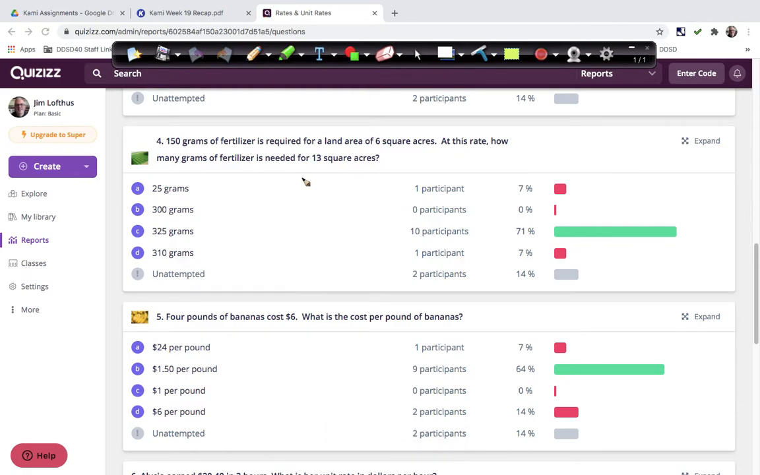Okay, let's look at this next one. 4 pounds of bananas cost $6. We always want to put the money on top when we want to find out per pound. So we're going to divide that by 4, divide that by 4, and we get $1.50 per pound. $1.50 for 1 pound. And that is the question. And so that's how they got that.